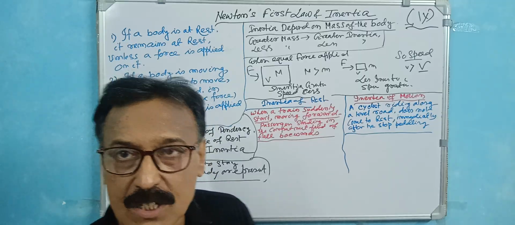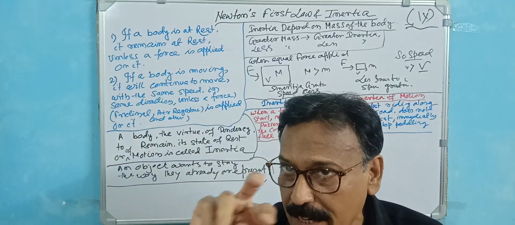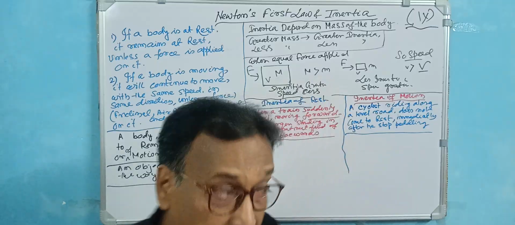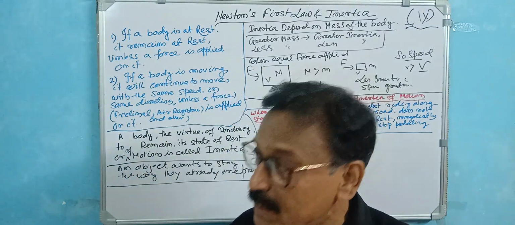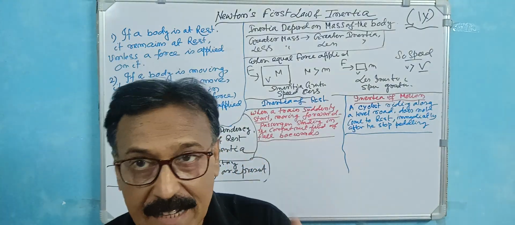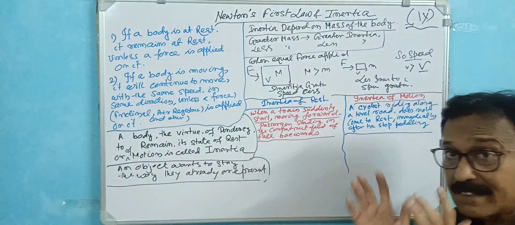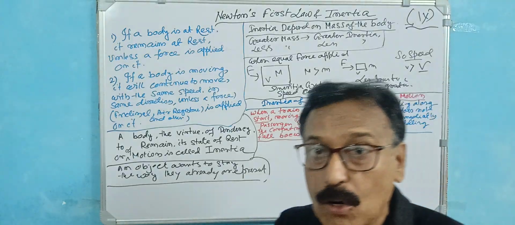In chemistry, each and every atom wants 8 electrons in the last orbit. That is a tendency for balance. So in physics, each and every object has a tendency to belong to its original state.